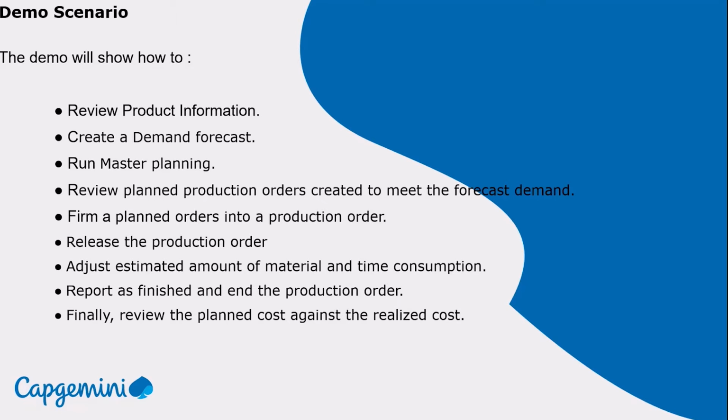into production. We will adjust the estimated amount of material used and the time consumption that it took. We will report as finished and end the production order when it's completed. And finally, we will review the planned cost against the realized cost.